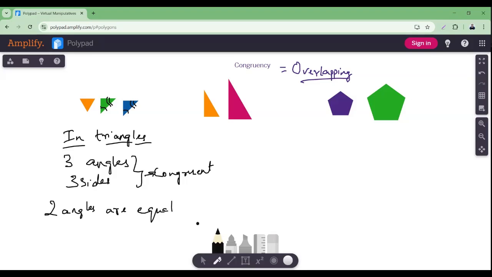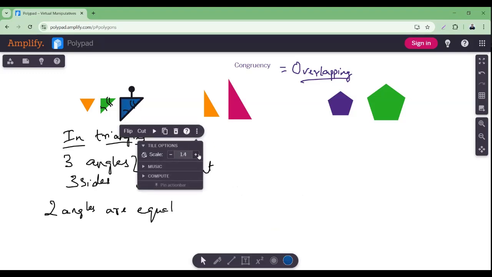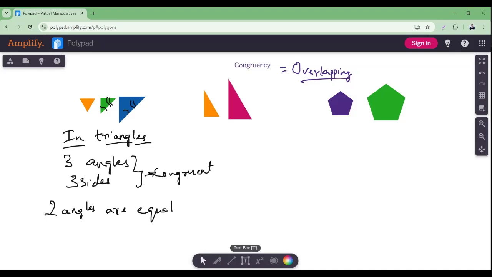Now, as per the angle sum property, we know in all triangles the sum of all angles is 180 degrees, isn't it? So if we know two angles, then the third angle should be the same, isn't it? So now it's not necessary for us to know the third angle, right? So third angle is not required. But for example, if I take the same thing and I increase the size, now also the angle is the same. If you see, the angle is the same.